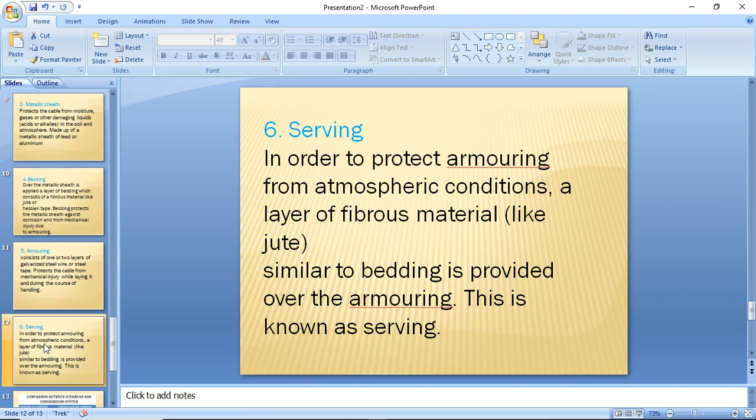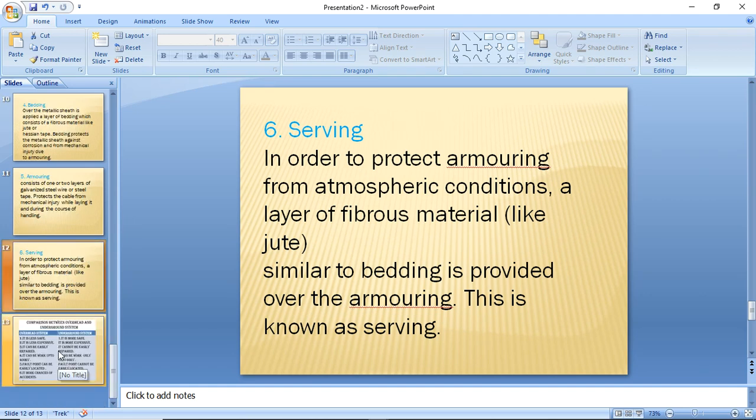In order to protect the armoring from atmospheric conditions, a layer of fibrous material like jute, similar to bedding, is provided over the armoring. This is known as servicing. Servicing is the method of protecting the cable from atmospheric conditions.